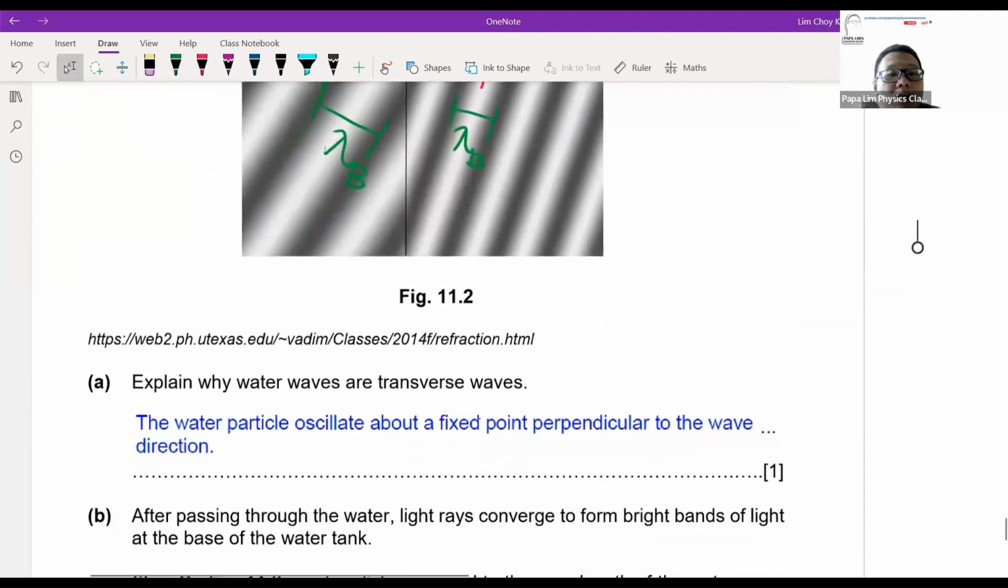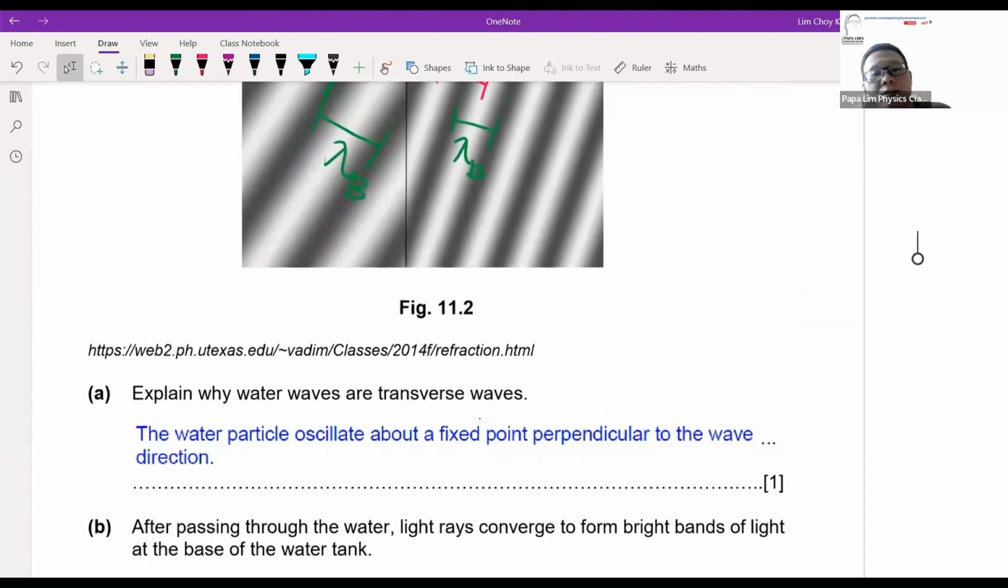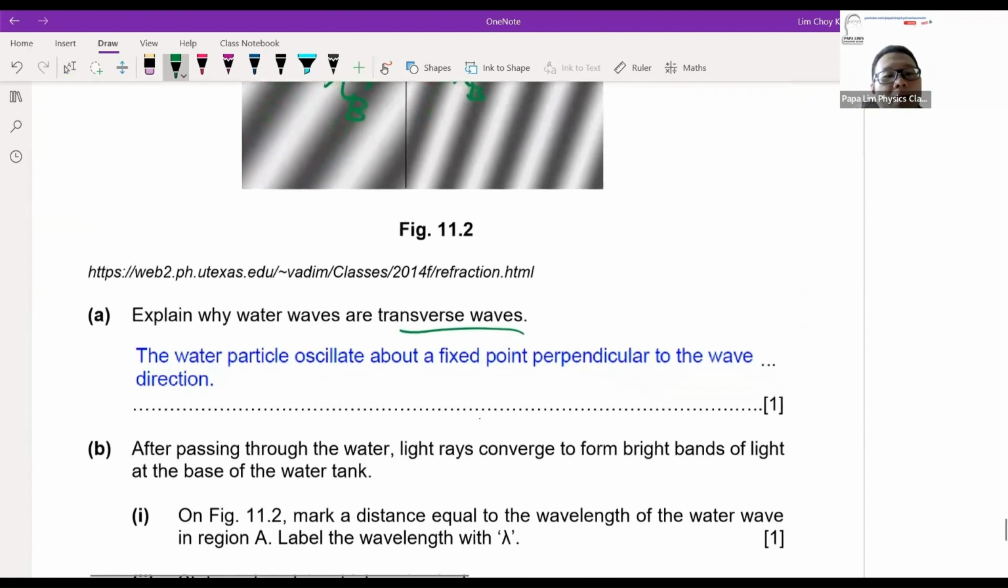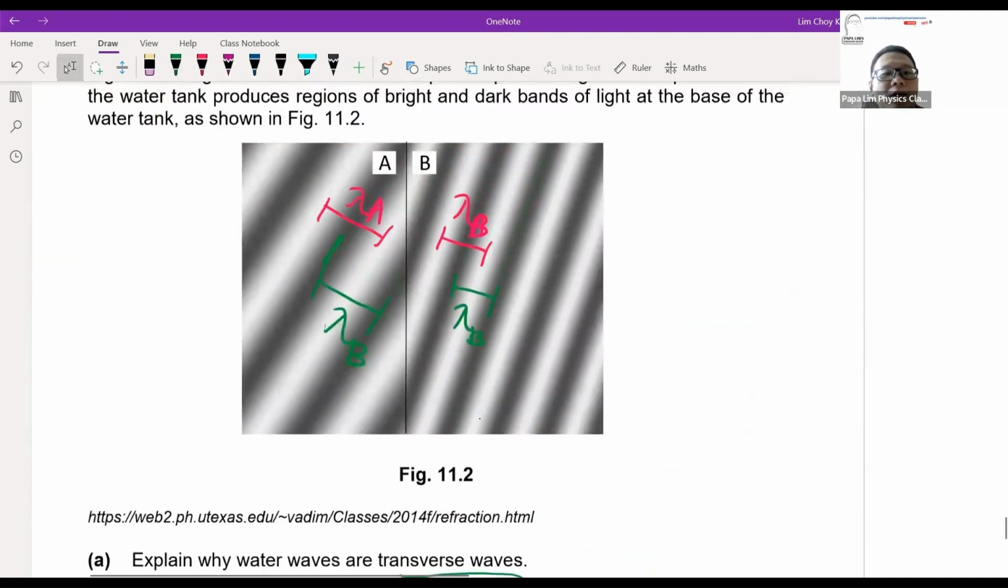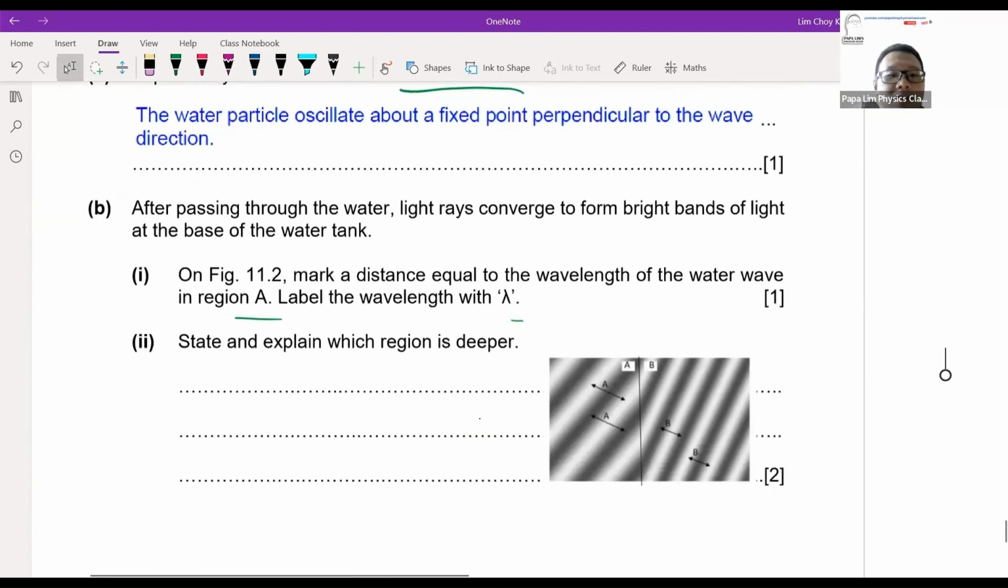Now, explain why the water waves are transverse waves. This is easy; basically I'm asking for the definition of a transverse wave. Nothing fanciful here. Now, I need to mark out the lambda, which I have done here. So this is the answer, or at least it should be.